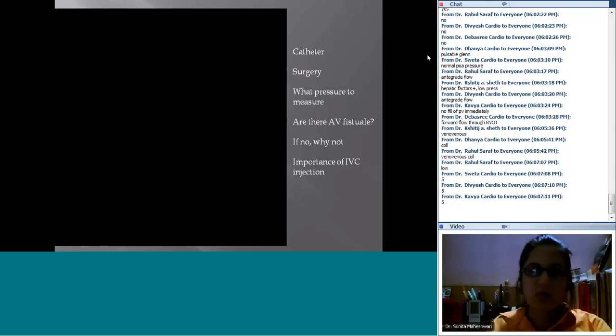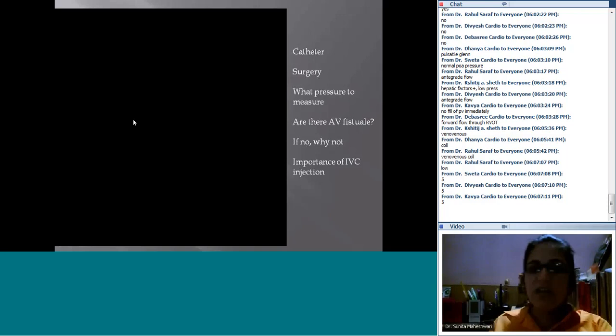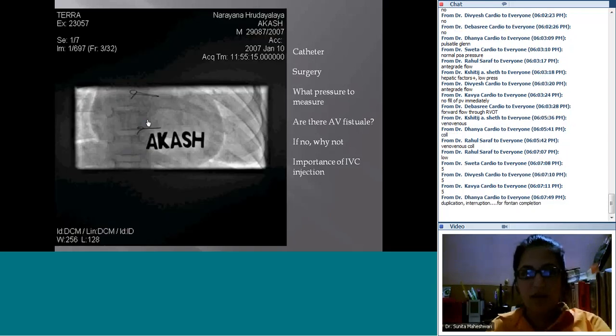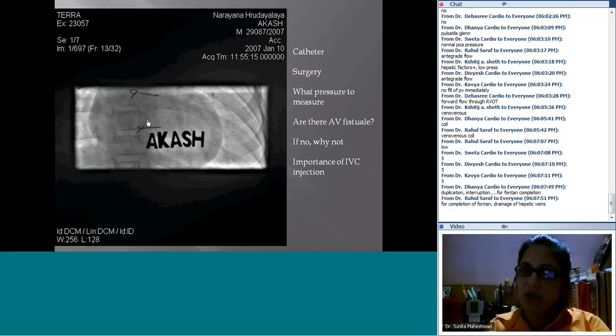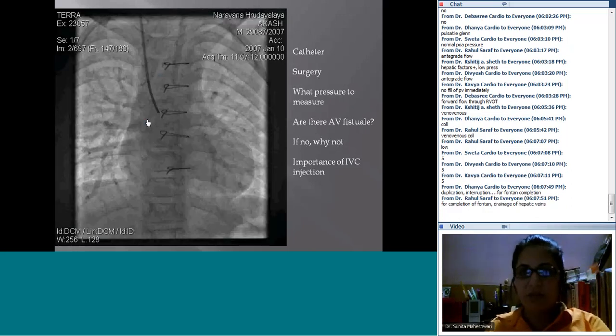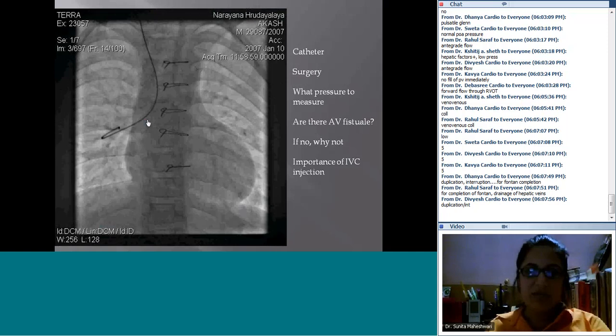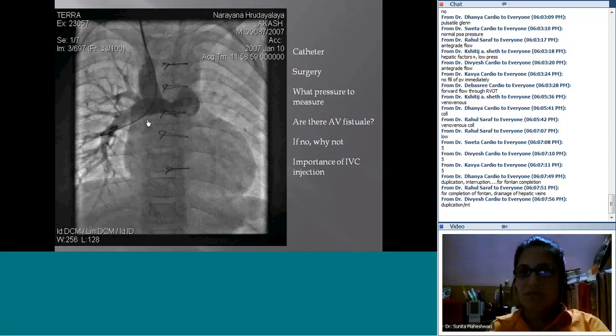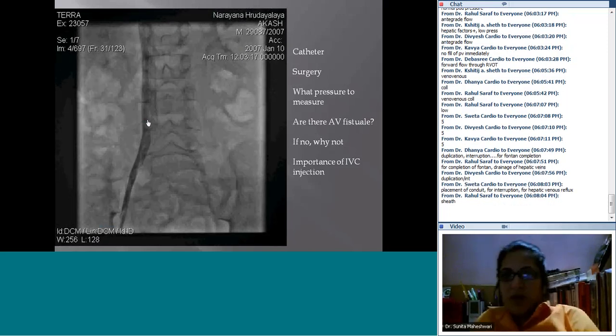Very quickly, importance of IVC injection and where do you inject in the inferior vena cava in a patient. So you're looking for duplication, you're looking for interruption, right? For Fontan completion, you're looking for drainage, and where should you inject? Was this injection correct for the IVC? Yes, so you're looking for hepatic venous, you're looking for duplication and interruption. Yes, and you should ideally do it down here.